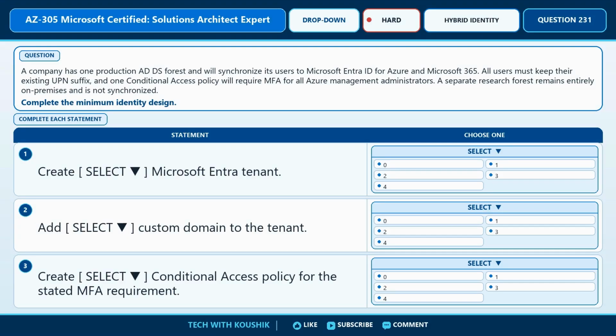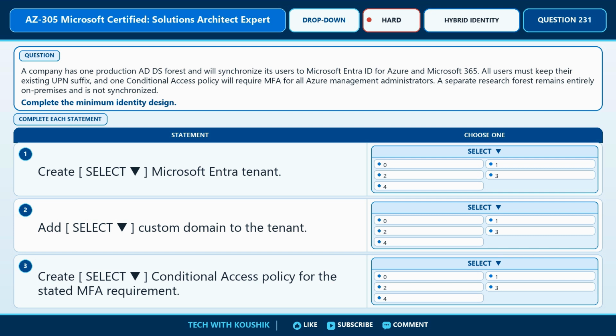Next, question number 231. Scenario: a company has one production ADDS forest and will synchronize its users to Microsoft Entra ID for Azure and Microsoft 365. All users must keep their existing UPN suffix, and one conditional access policy will require MFA for all Azure Management Administrators. A separate research forest remains entirely on-premises and is not synchronized. Complete the minimum identity design.